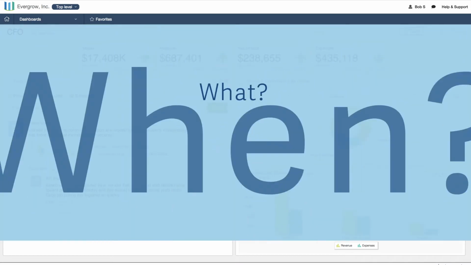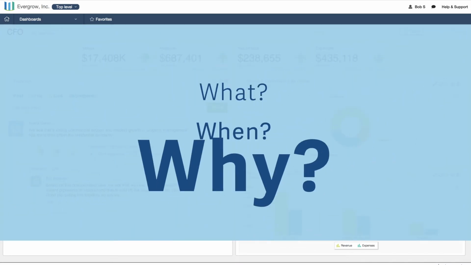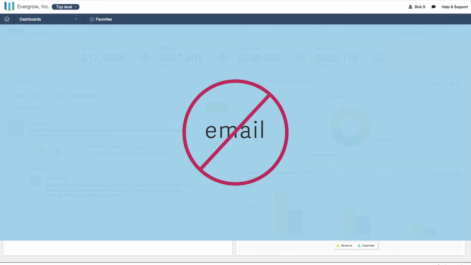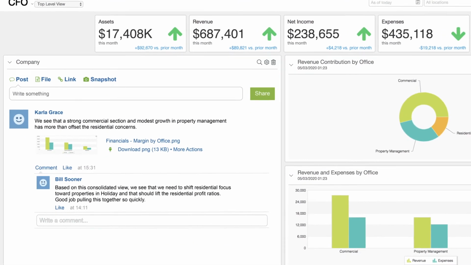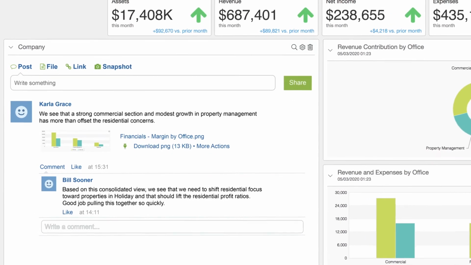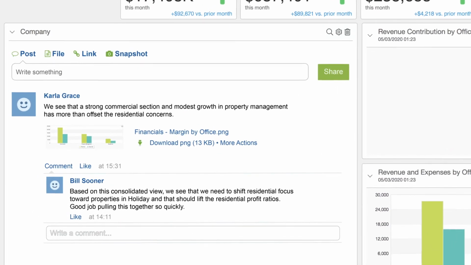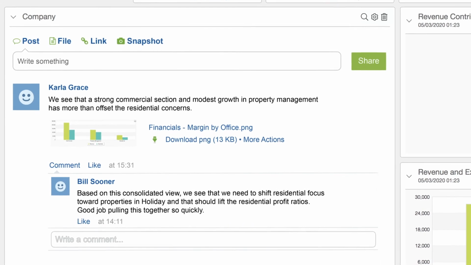Beyond tracking what you did and when you did it, it's important to track why you did it. Rather than relying on emails, Sage Intacct provides a consistent front-to-back office compliance tool. You collaborate on decisions and then document those decisions in the context of the financial records they relate to.